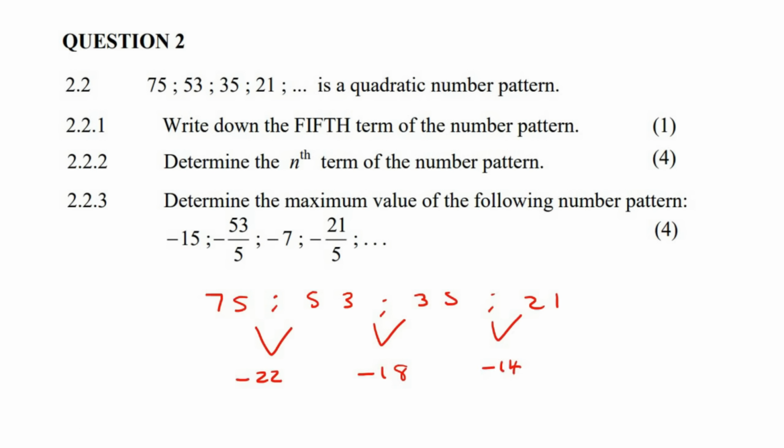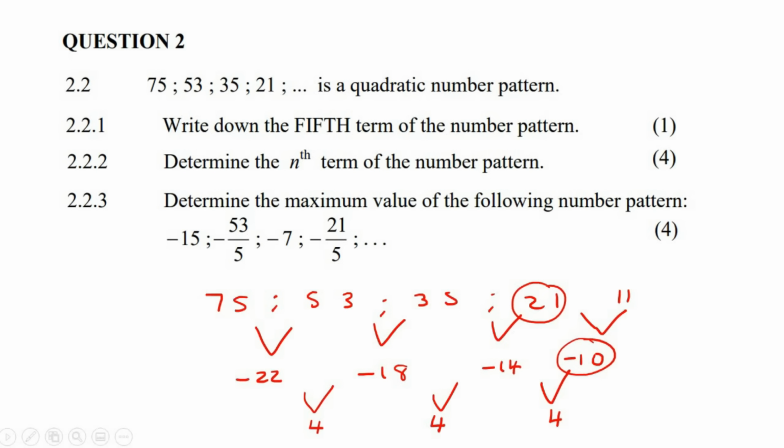Now to work out the second difference, because that's what a quadratic has, you're going to take this one minus this one. It's always the one on the right, take away the one on the left. And so that's going to end up being a 4, and then this one would also be a 4. If we then had to carry on, this would be a 4, so this would be a negative 10, so then this would have to be 11, because it's 21 take away 10. And so the fifth term is 11.